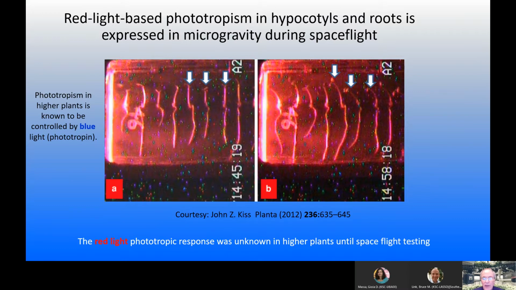But he also, and I think this is really neat, when he exposed the germinating seedlings to unilateral red light, he also saw a positive response. And so this was something that wasn't really even known before John conducted these experiments in space flight. So just to give you an example of how effective a free-fall microgravity environment can be to conduct things like phototropic studies.